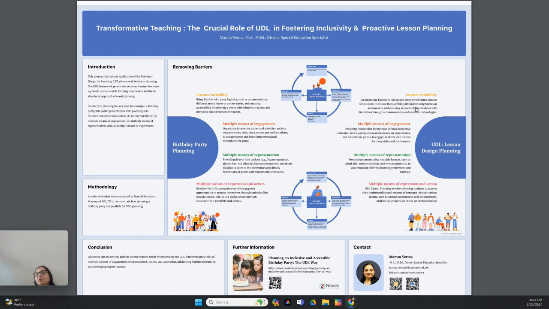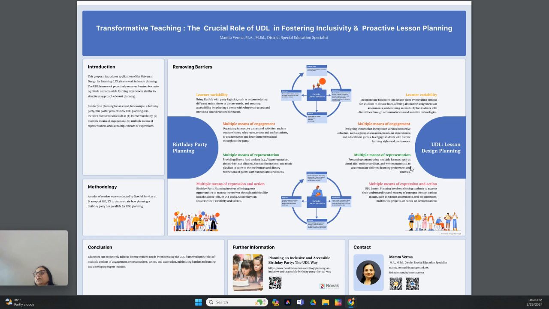Then we showed them an example of a UDL lesson plan, and after looking into it, we pointed out the similarities. This is learner variability: incorporating flexibility into lesson plans by providing options for students to choose from, offering alternative assignments and assessments, and ensuring accessibility for students with disabilities through accommodations and assistive technology. Multiple means of engagement: designing lessons that incorporate various interactive activities such as group discussion, hands-on experiments, and educational games to engage students with diverse learning styles and preferences.